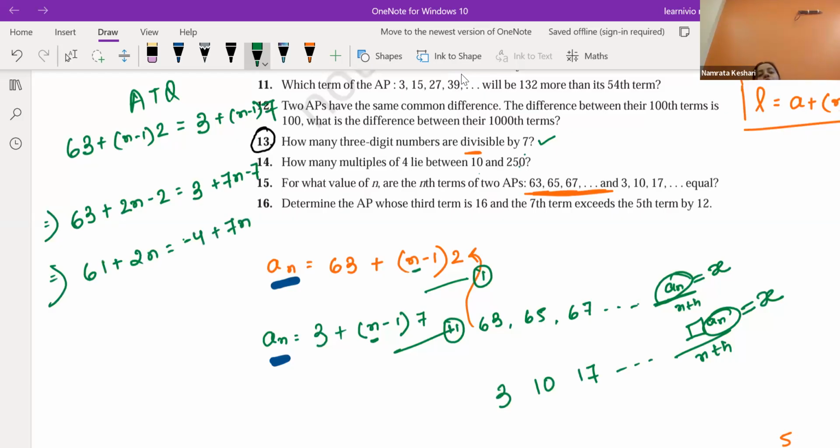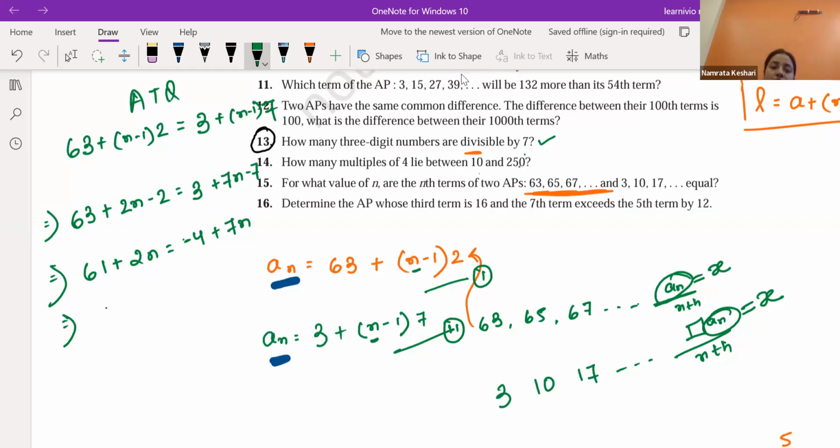Making sense to all of you why I have compared like this? Yes, ma'am. Okay, because in the question it is written that the nth term of this AP and the nth term of that AP are the same, hence find the n value. To find the n value, we are just comparing and keeping n as it is. Okay, now we will try solving it.